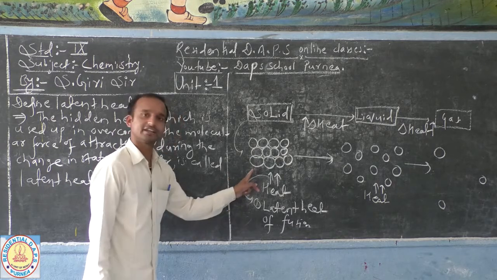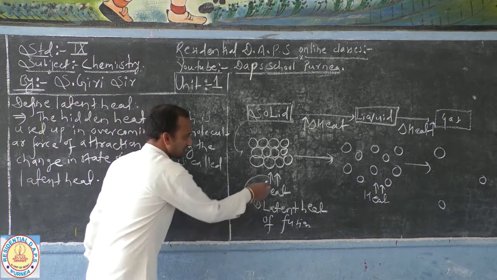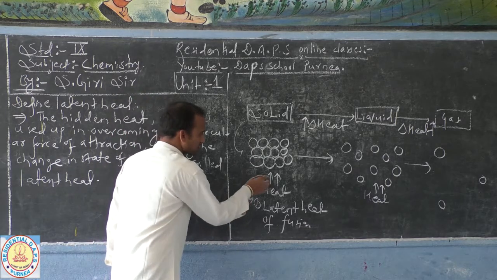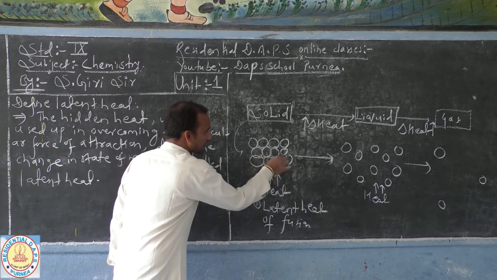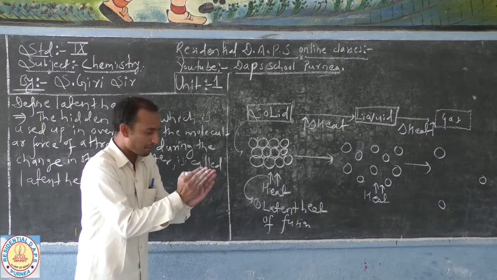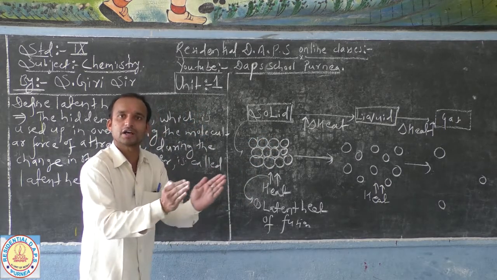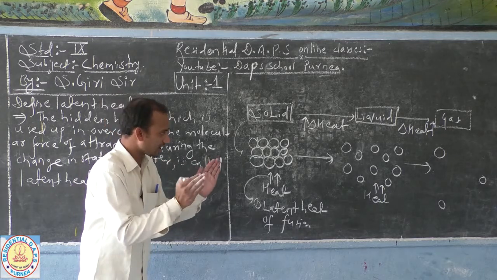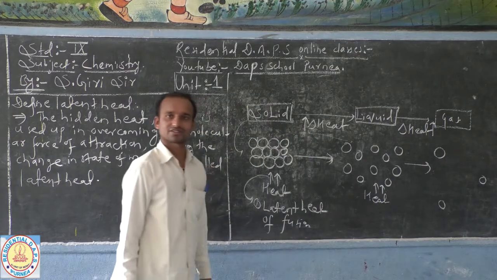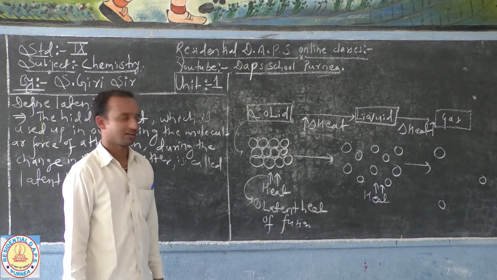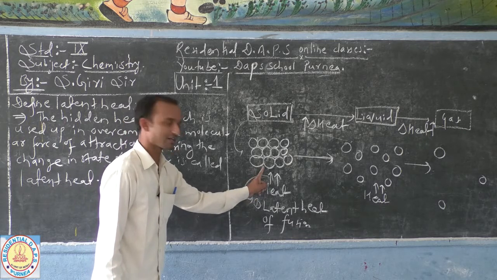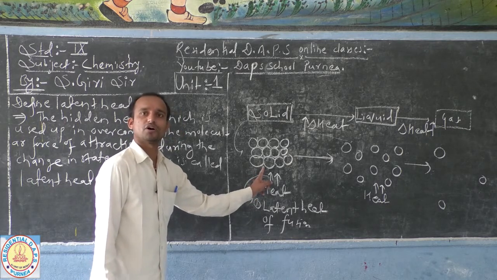Now when you supply heat to the solid, most of the heat energy, in the first step, is used up to break the molecular bonding between these tiny particles, right? Then these particles and molecules become apart, and then they change into the liquid state. Got the point, students?